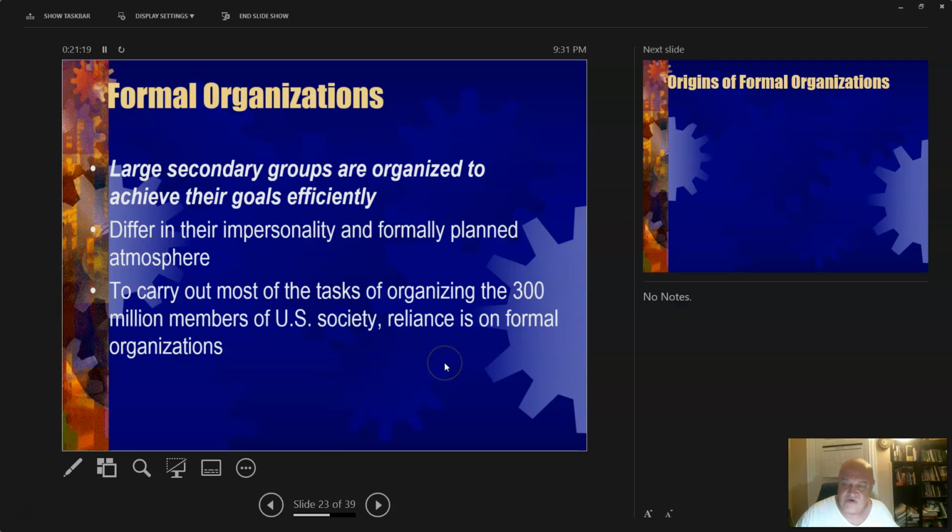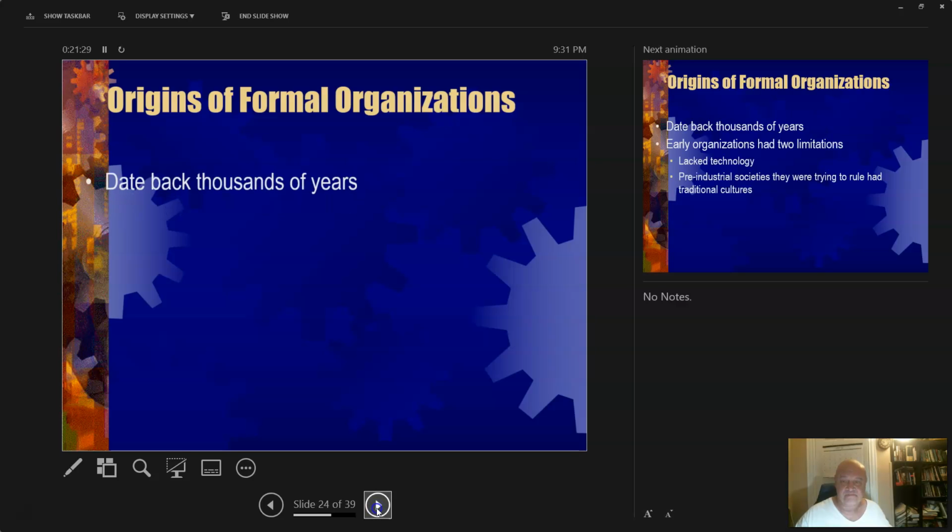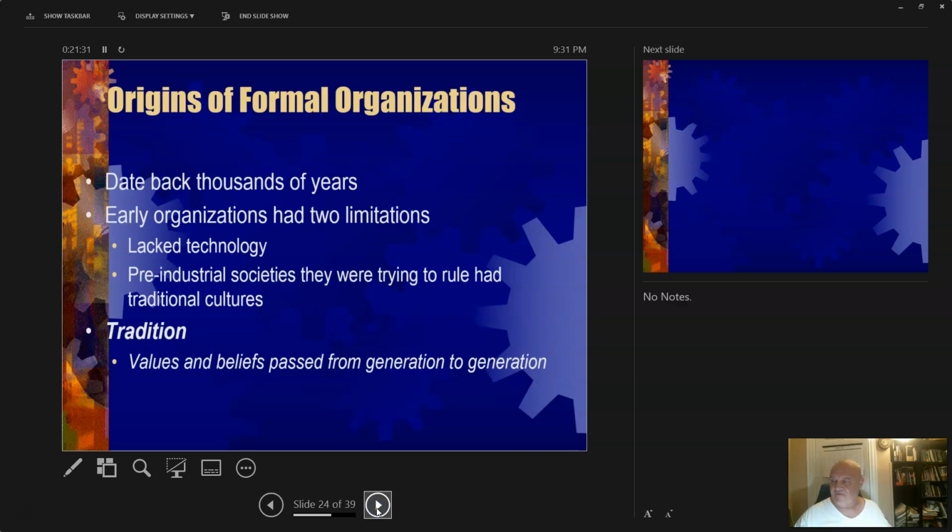Most of the task of organizing 300 million people in U.S. society is done through formal organizations. And while formal organizations date back thousands of years, they only came to fruition when we had a rational, efficient culture, a culture based on means to an end. I'll talk a little bit about that in class.